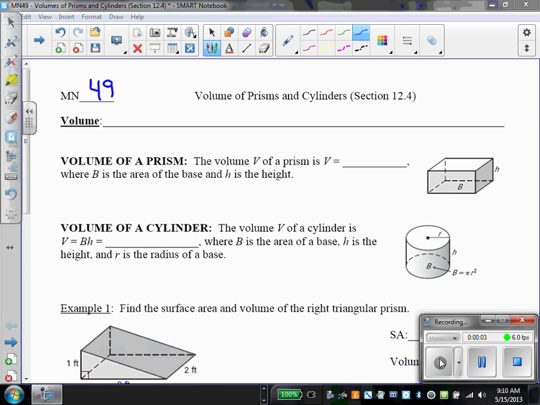Welcome, ladies and gentlemen, to your MN49 notes, where we're going to talk about the volume of prisms and cylinders. This is section 12.4 in your textbook.